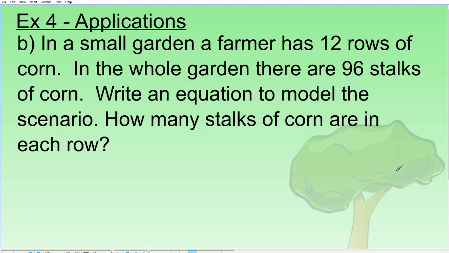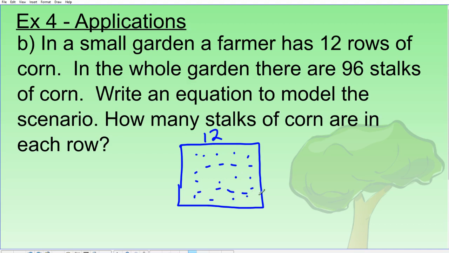B. In a small garden, a farmer has 12 rows of corn. In the whole garden, there are 96 stalks of corn. Write an equation to model a scenario, and then how many stalks of corn are in each row. All right, so imagine here I've got a field. Here's my field, or the garden, I should say. And the farmer has 12 rows of corn. So here's his rows of corn. He's got 12 of them going this way. The whole thing, all the little corn guys in here, there's a total of 96.